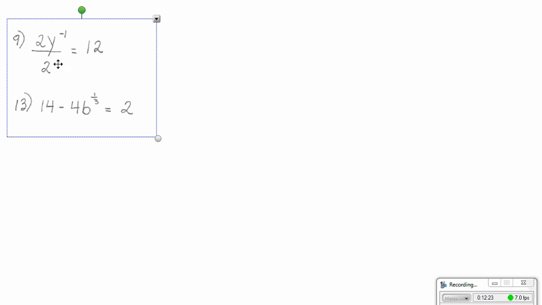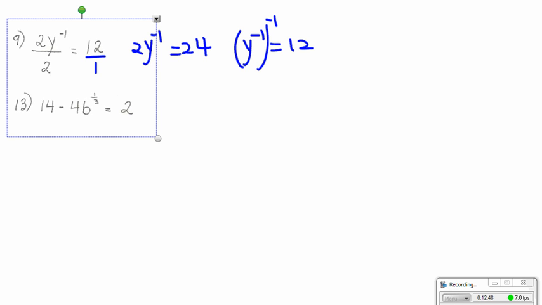Alright, next we can multiply each side by 2, or cross multiply, so we get 2 y to the negative 1 is equal to 24. And then dividing each side by 2, we get y to the negative 1 is equal to 12. Or we could have actually canceled out the 2's from the beginning, it doesn't matter. And to have the y by itself, we have to raise this one to the negative 1 power, which is simply the reciprocal, by the way. Then y must be equal to 1 over 12.